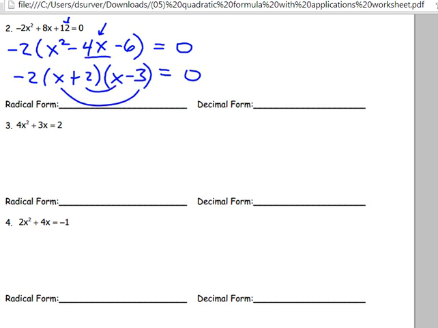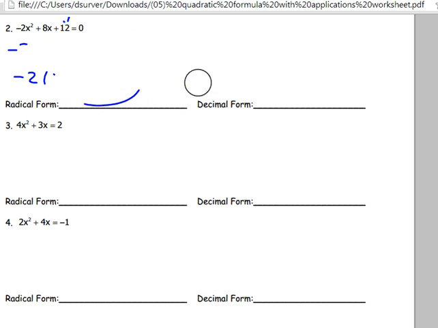If it had been that, the answers are so easy. They're 3 and negative 2. But it didn't work. Boo. So now I have to use the quadratic formula.